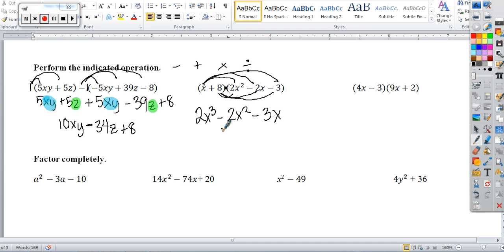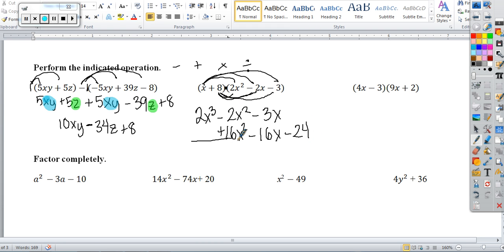Now we're going to do the 8. So we have 8 times negative 2x squared. I'm going to line it up. Positive 8. That's positive 16x squared. I'm lining up my x squared so I can combine like terms. We're going to do 8 times negative 2x. That's negative 16x. And then 8 times negative 3, negative 24.